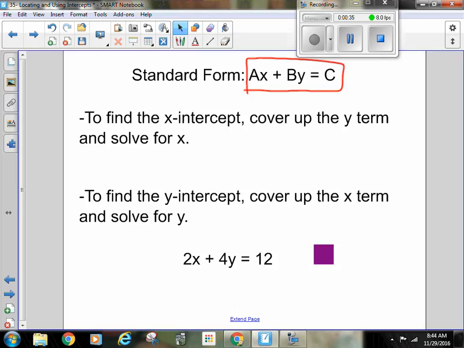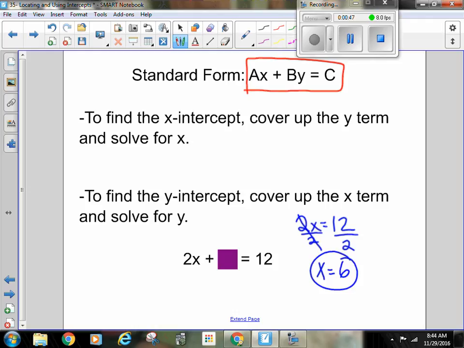2x plus 4y equals 12. So if I want to find the x-intercept, I'm going to cover up the y. So now I have 2x equals 12. So I'm going to divide both sides by 2 and x equals 6. Okay, and then to find my y-intercept, I'm going to cover up my x term. So I have 4y equals 12. So I'm going to divide each side by 4. I end up with y equals 3.